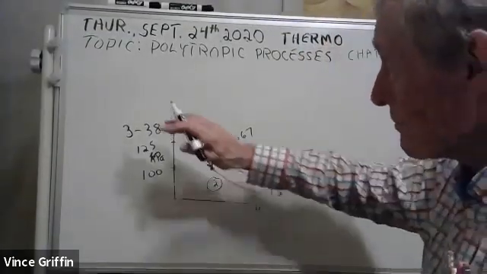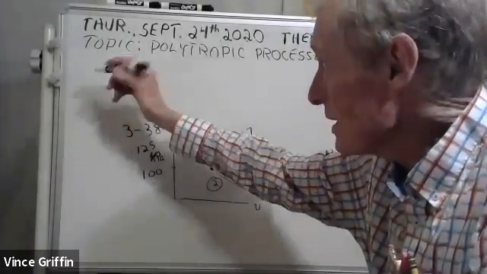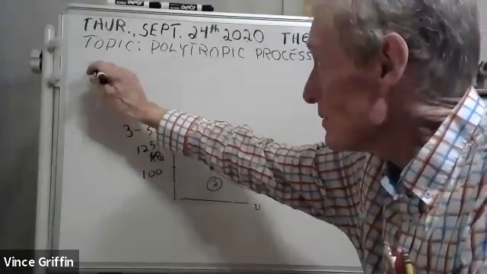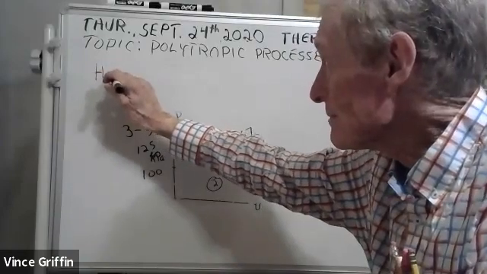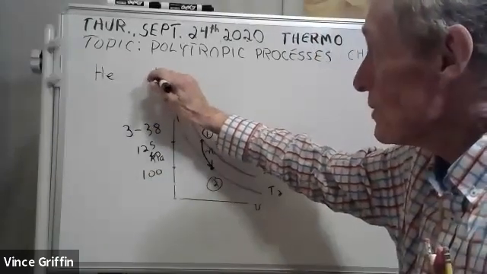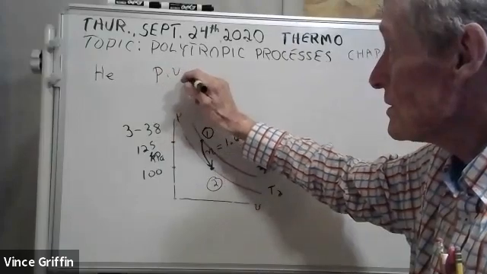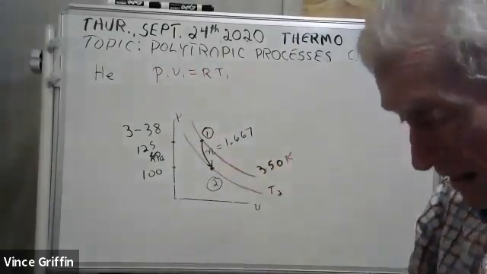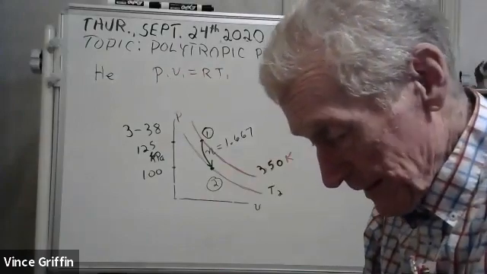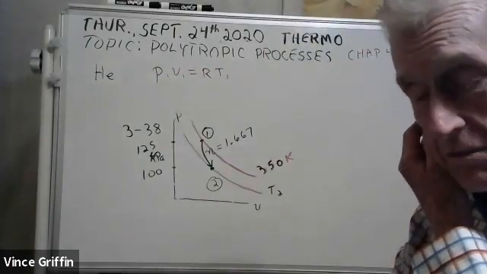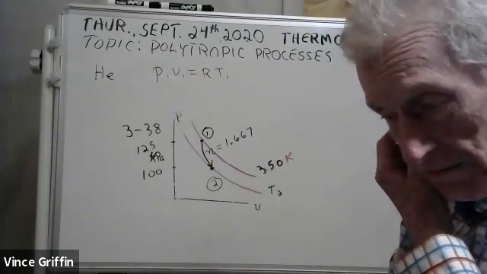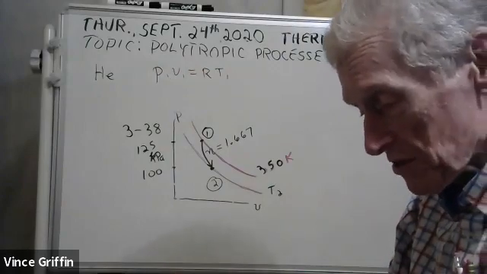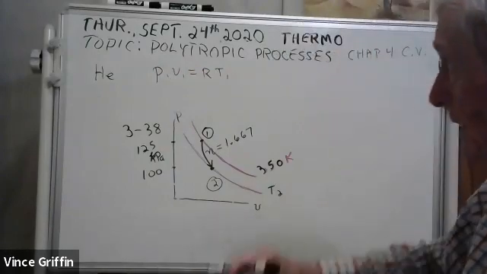This is helium, and helium is an ideal gas. We all know that. And so P1V1 is equal to RT1. Ideal gas law. In fact, helium behaves marvelously. It does a great job of behaving like an ideal gas.